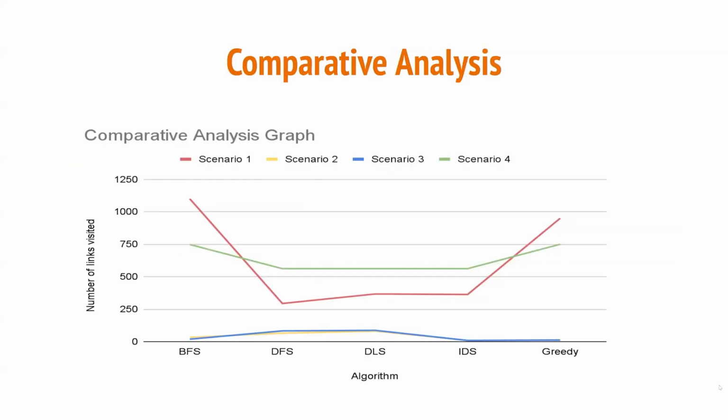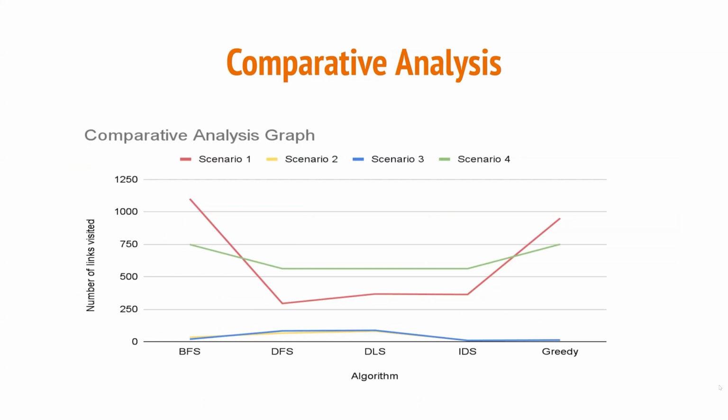For the comparative analysis, we created a chart to show the number of links visited per algorithm in each scenario. In scenario 1, we aimed to find a target URL at a deeper level of the graph and saw that breadth-focused algorithms visit many more links than depth-focused algorithms. In scenario 2, we aimed to find a target URL at an upper level of the graph and saw that breadth-focused algorithms visit fewer links than depth-focused algorithms.